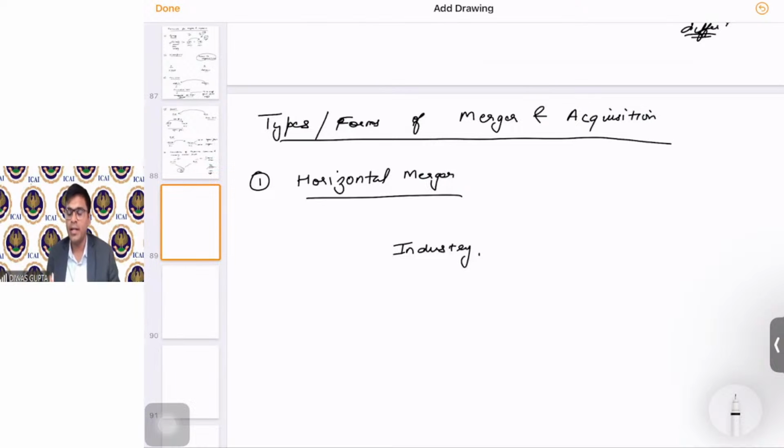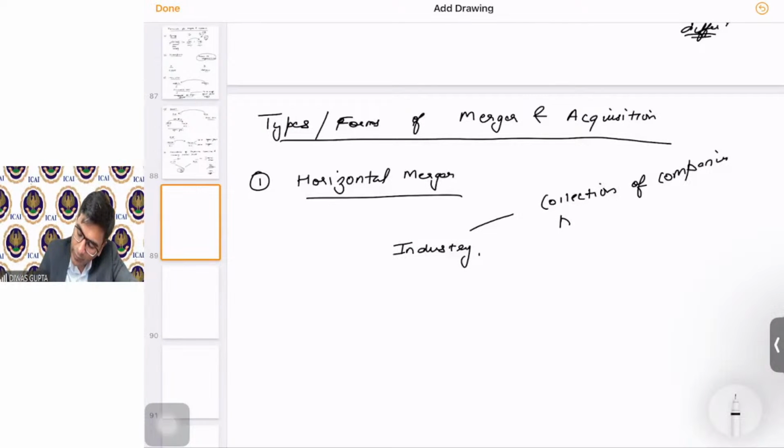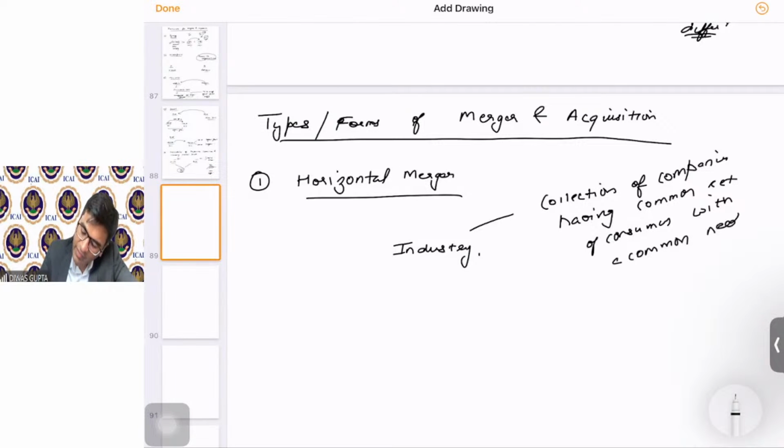What do we mean by industry, students? Industry is actually the collection of companies who are having a common output, or they are satisfying the need of common consumers with the common need. Okay. So let's say one industry is banking industry, right? Because entire banking needs are satisfied in that industry. So industry is the collection of companies having a common set of consumers with a common need. So they will have a similar need, right?